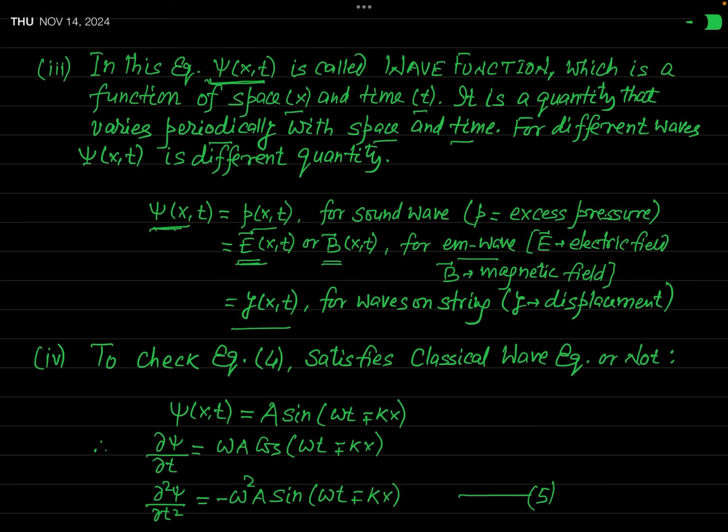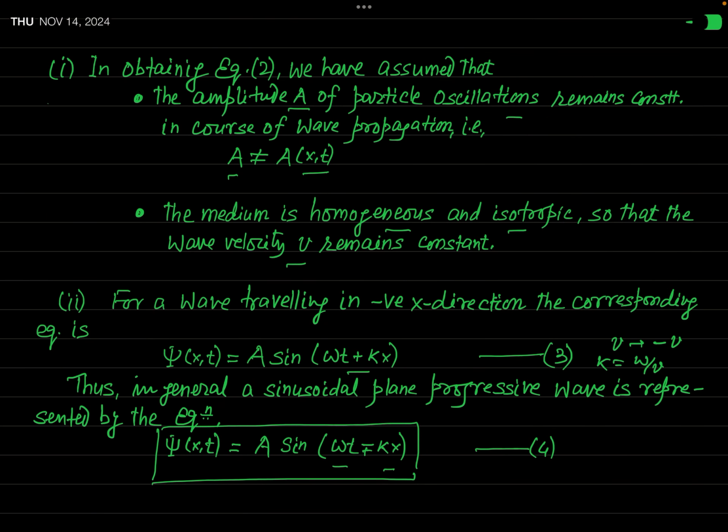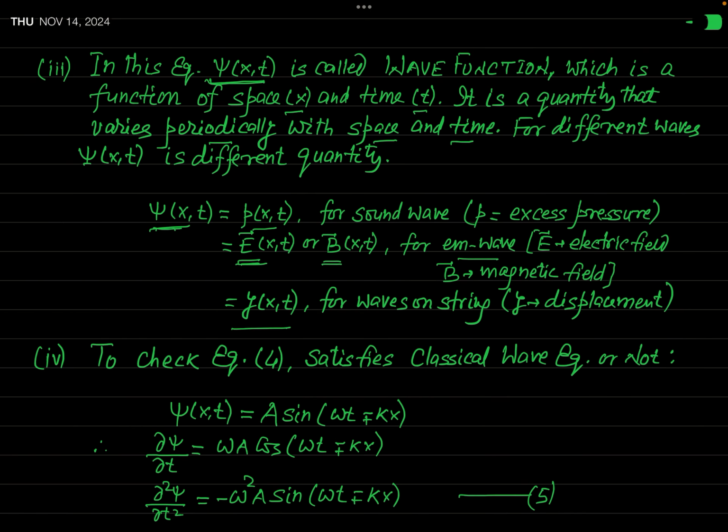Okay. Now, as you are told that this is the equation of a traveling wave, a sinusoidal traveling wave, we must check whether it is a valid wave equation or not. And as I have told you earlier when I discussed the classical wave equation, any equation which will satisfy the classical wave equation will represent a wave. So if this equation is a valid wave equation, it must satisfy the classical wave equation. So let us try to show this.